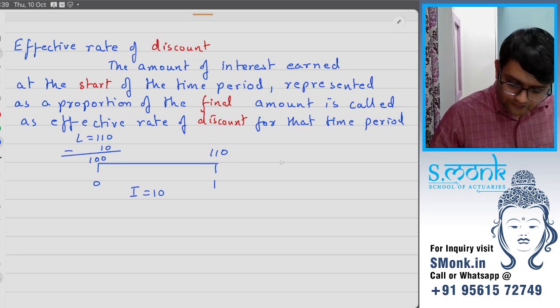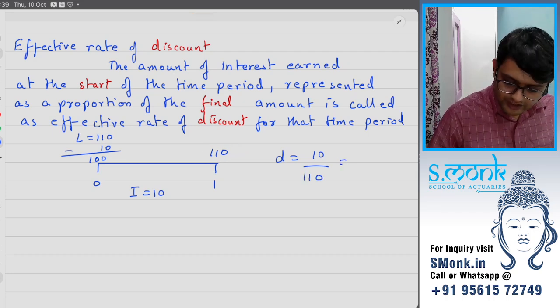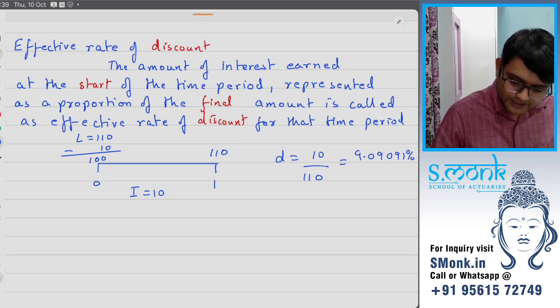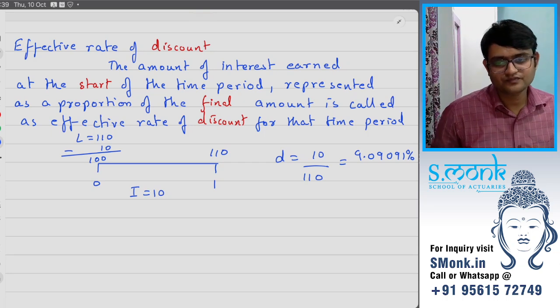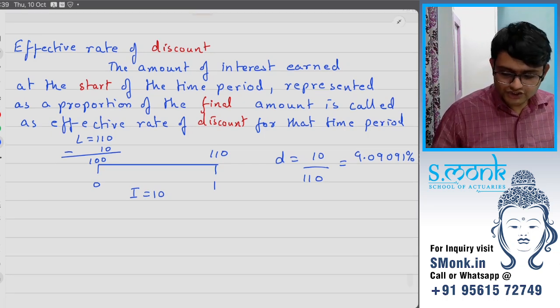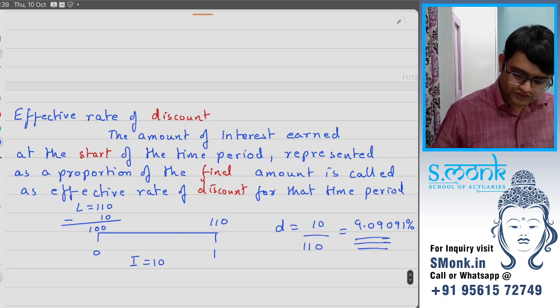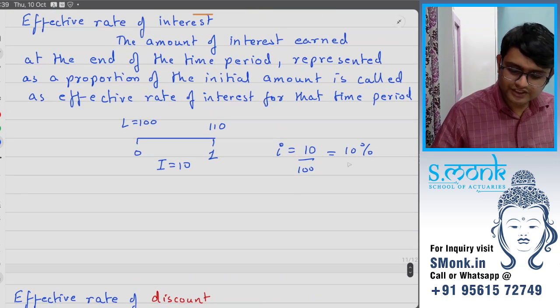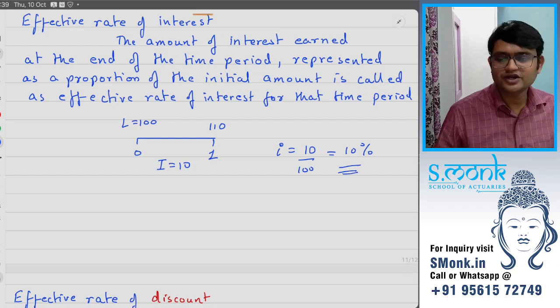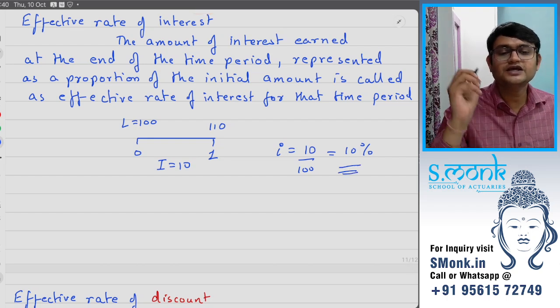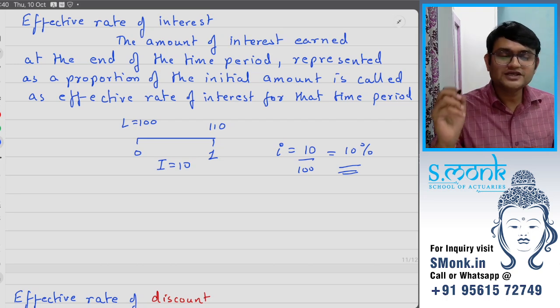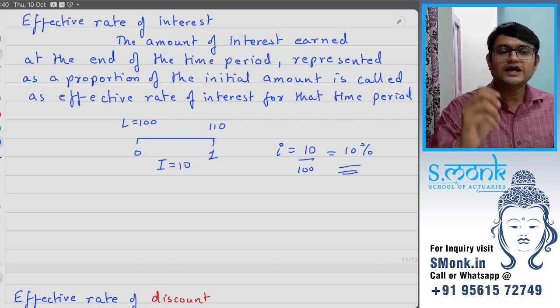So the rate of discount D that we will get here is the interest upon the final amount. Final amount is this 110. So that becomes actually 9.09091%. It will be 0909 recurring forever. These two are giving me the same cash flows. 9.0909% rate of discount and 10% rate of interest are giving me exactly the same cash flows. That means they are equivalent rates.